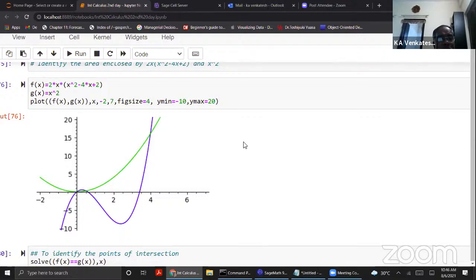Type it. I'll slow down here. So f of x equal to 2 times (x squared minus 4x plus 2), and then draw the graph and plot it, and identify the point of intersection. Up to here you can do it. I'll do this one.